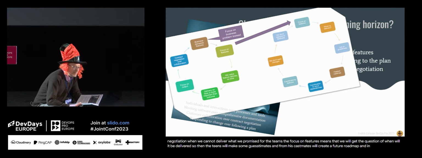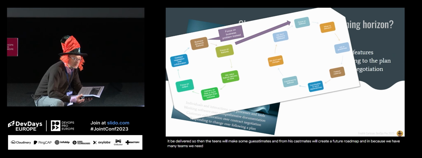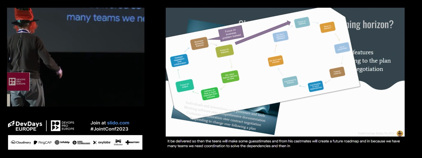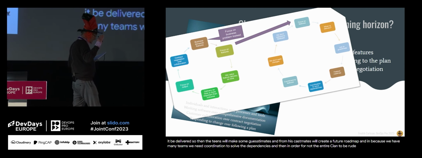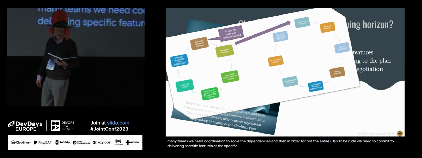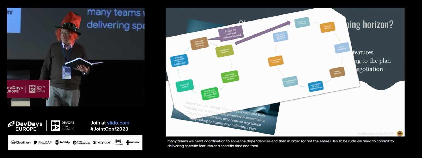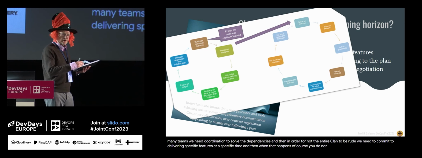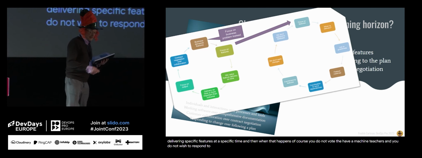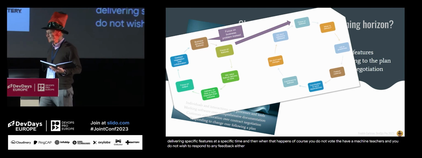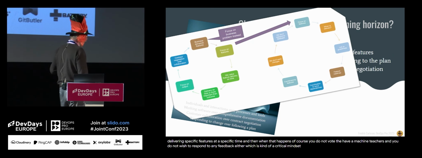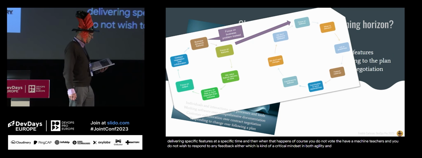And because we have many teams, we need coordination to solve the dependencies. And then in order for not the entire plan to be ruined, we need to commit to delivering specific features at a specific time. And then when that happens, of course, you do not want to have any changes. And you do not wish to respond to any feedback either, which is kind of a critical mindset in both agility and DevOps.